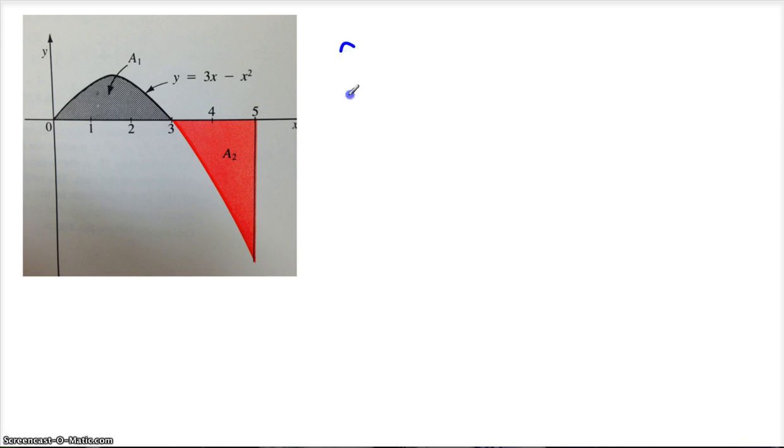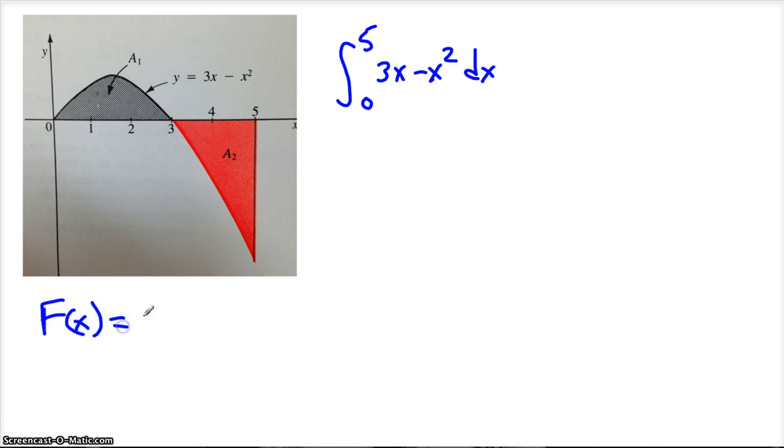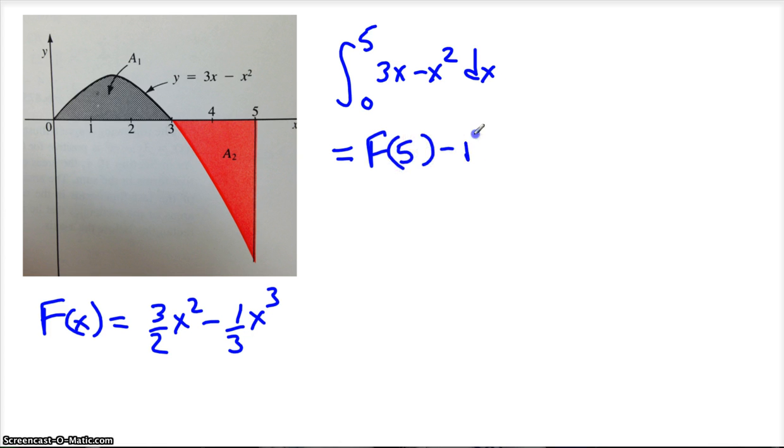So let's look at this definite integral from 0 to 5, where f of x is 3x minus x squared, dx. Okay, so the antiderivative, let's just do that here. We add 1 to the exponent and then divide, so that would be 3/2 x squared minus, add 1, we get 1/3 x cubed. So if we were to use F at 5 minus F at 0, let's see what happens here. We get 3/2 times 5 squared minus 1/3 times 5 cubed.